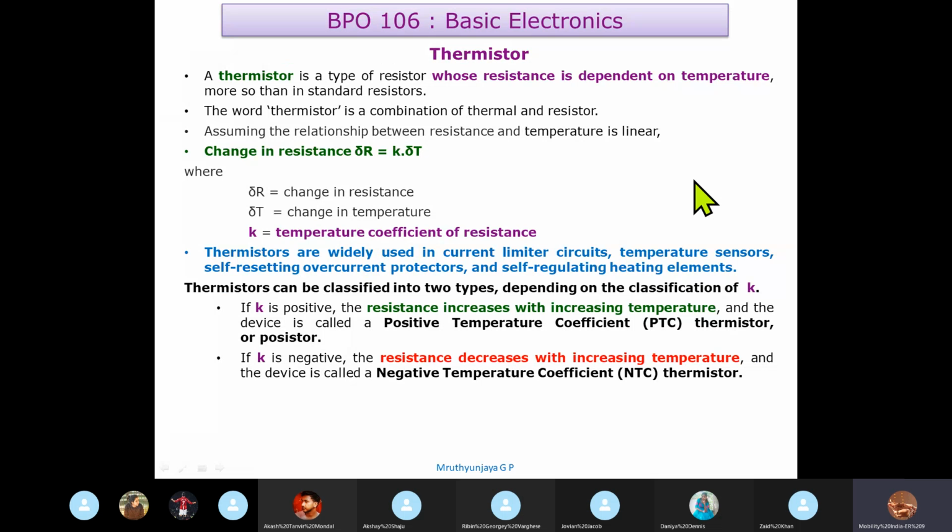So, question and answer kind: what is a thermistor? At 5 marks level, let's say, define the thermistor, give the equation, explain the individual components of the equation, typical applications, and the types of thermistors that are there. Is it clear?